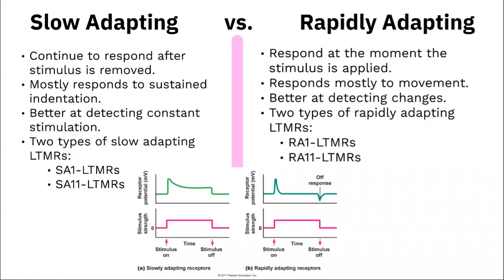Within rapidly adapting, it is better at responding to movement and quick stimulus applied. It does not continue responding after the original stimulus. It is better at detecting changes, and there are two types of rapidly adapting low threshold mechanoreceptors: RA1 and RA2.